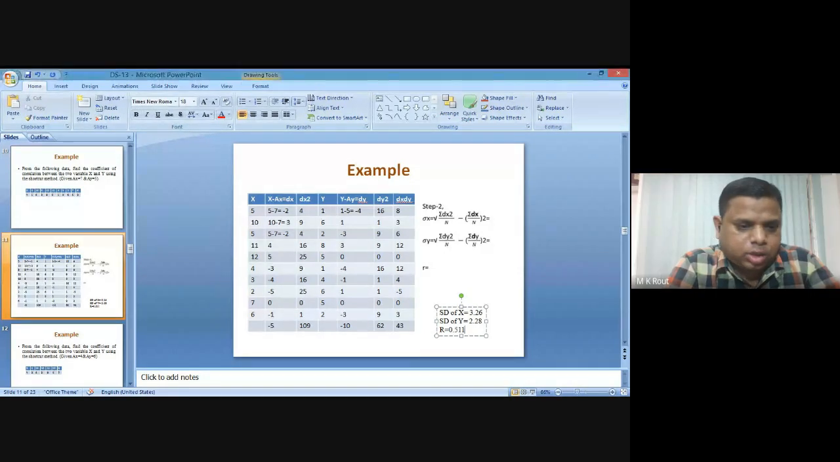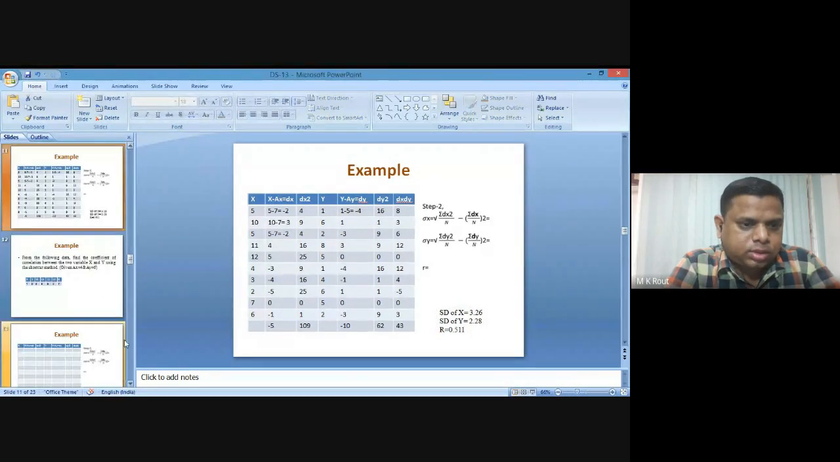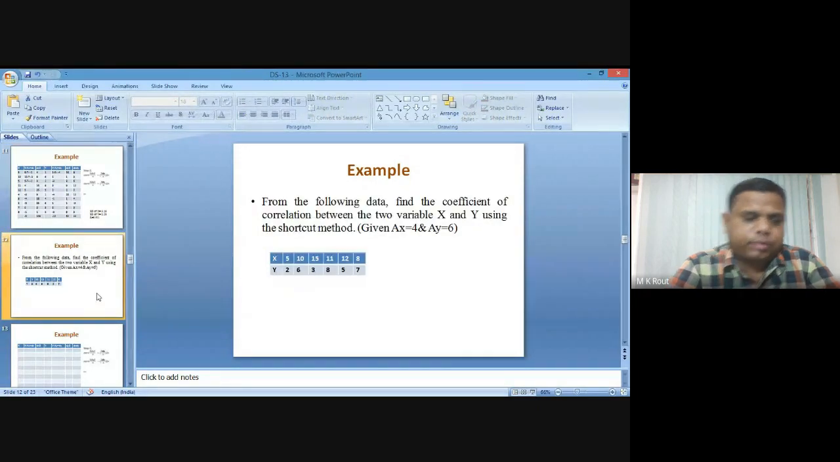So let's move to solve another example. I just minimize the data here for easy calculations. From the following data, find the coefficient of correlation between two variables, x and y, using the shortcut method. Here, Ax is given 4 and Ay is given 6. In case of x series, we have 5, 10, 15, 11, 12, and 8. In case of y series, we have 2, 6, 3, 8, 5, 7. Just note down the data.